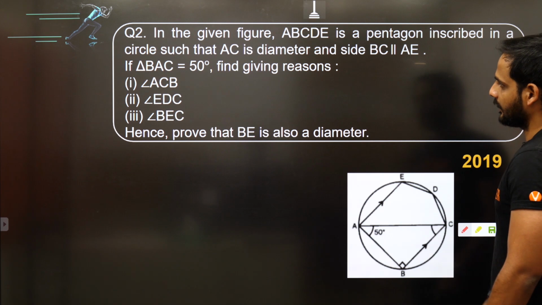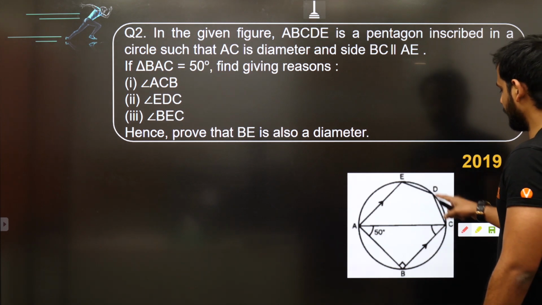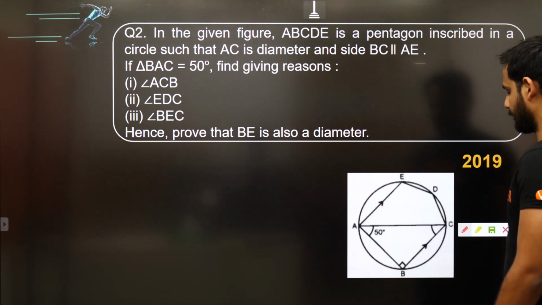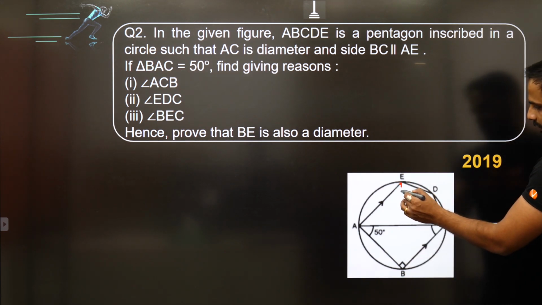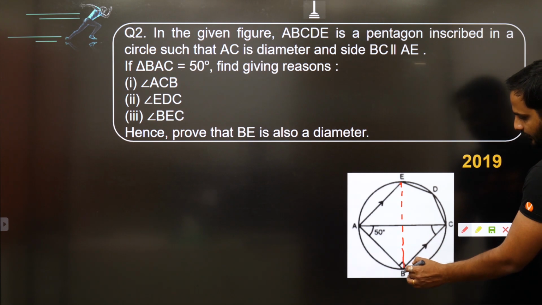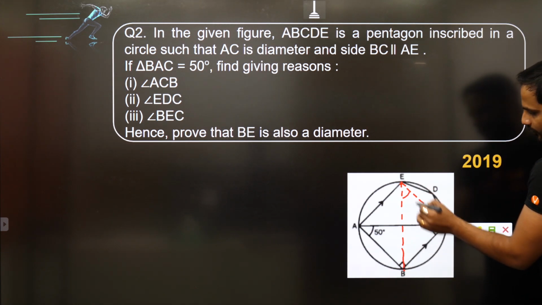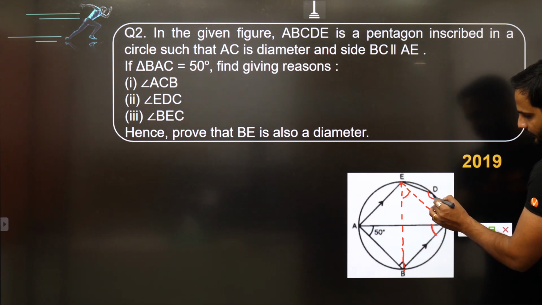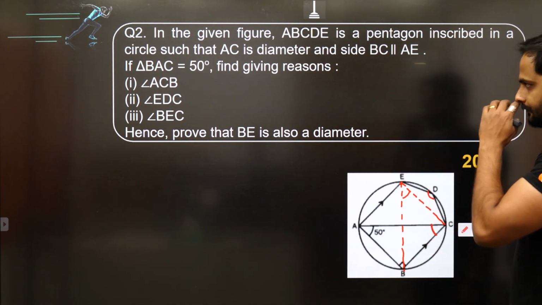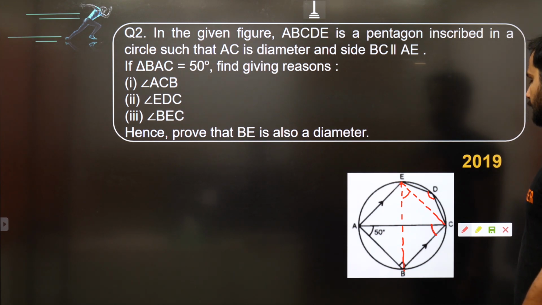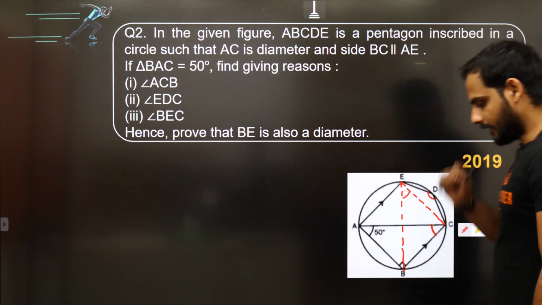angle EDC, and angle BEC. Angle ACB is here, angle EDC is this angle, and I want to get BEC. So I will join them, because this angle I want, this angle I want, and this angle I want. Hence prove that BE is also diameter. That is also we need to prove. Now beta, understand very carefully.